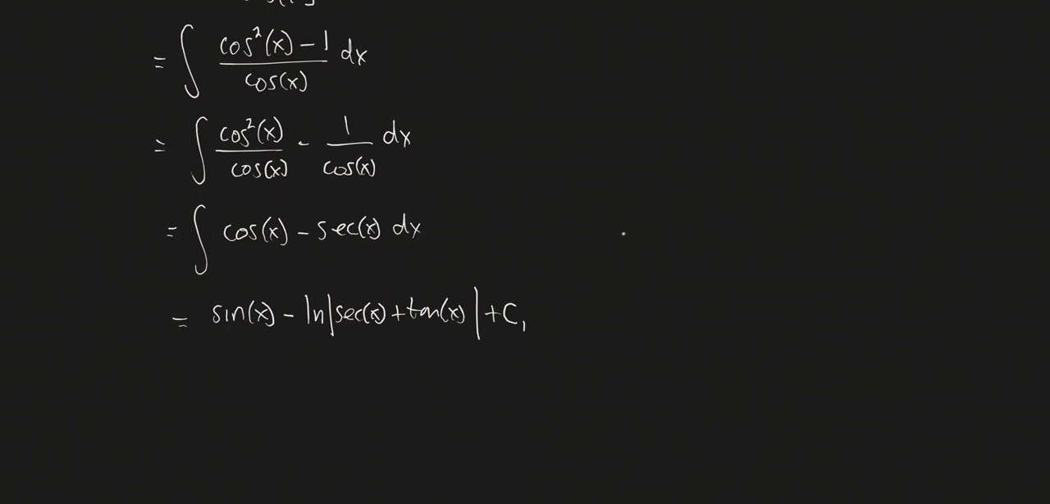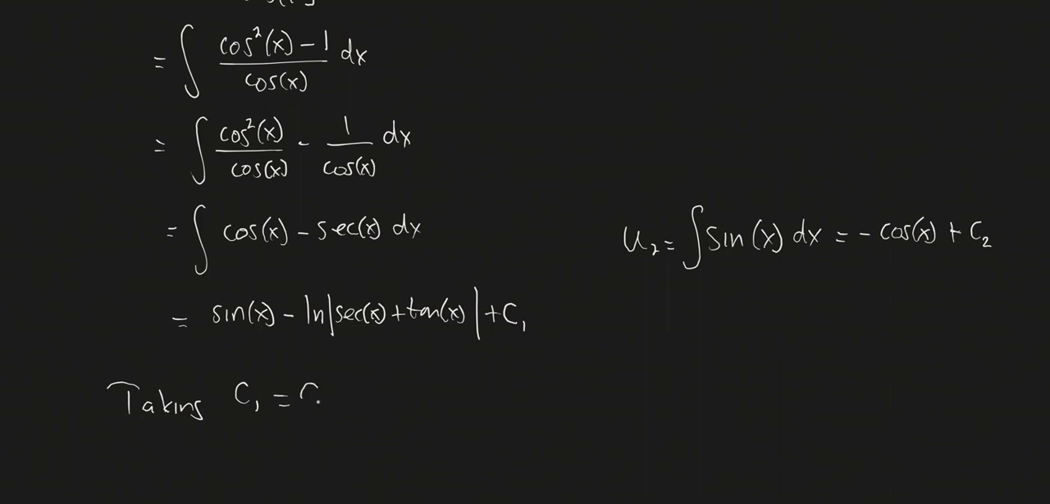In fact, let me write it over here. u2, that one's a lot easier. It's the integral of the sine of x dx, and that's just negative cosine of x plus c2. So taking c1 equals c2 to be 0, we have the following for y sub p.